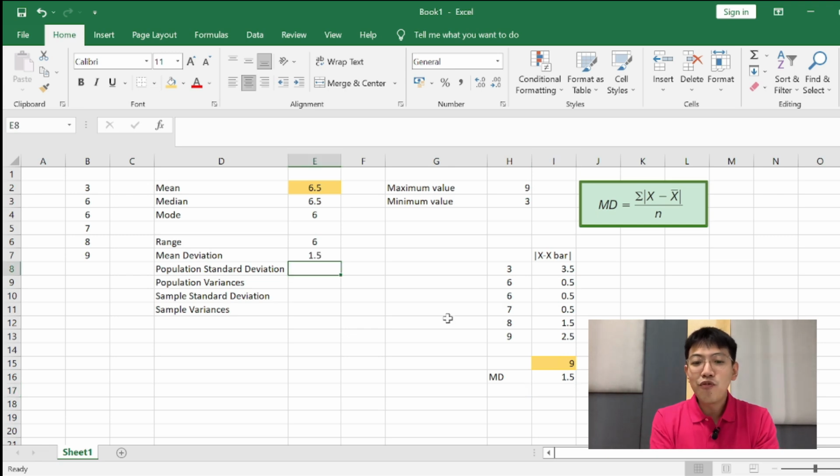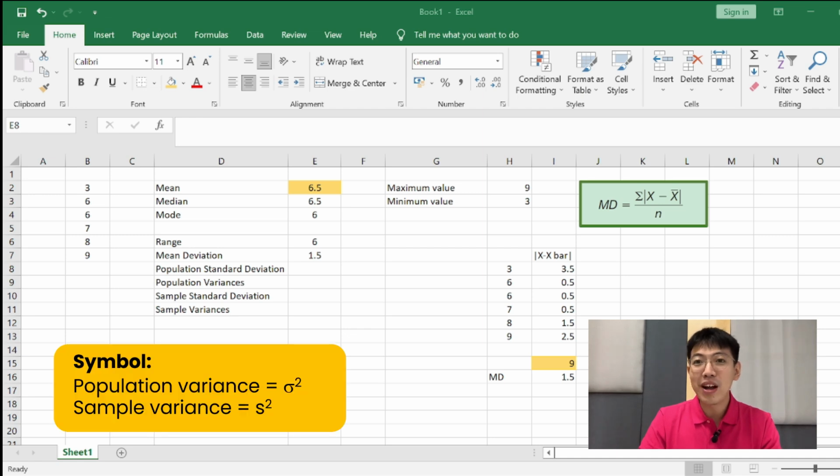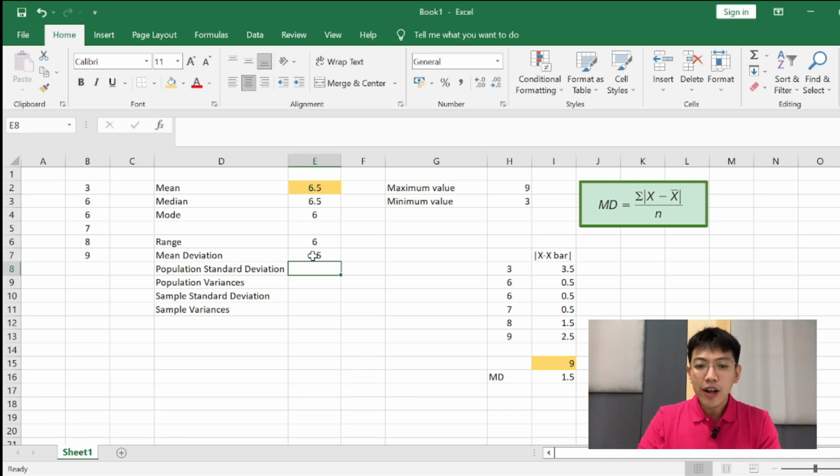Now we will try to find the population standard deviation and also variance. There will be a direct formula. So guys, if the data is population, you use population standard deviation and variance. If the data is sample, it means you have to find the sample standard deviation and variance. Don't forget the symbol. For the population variance, we use small sigma squared, while for the sample, we use S squared.